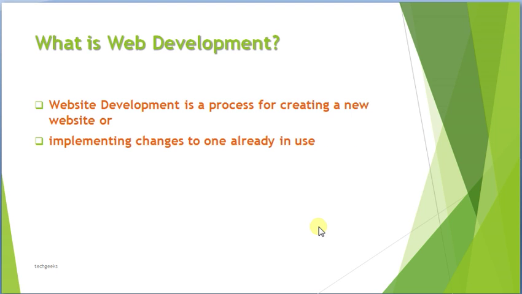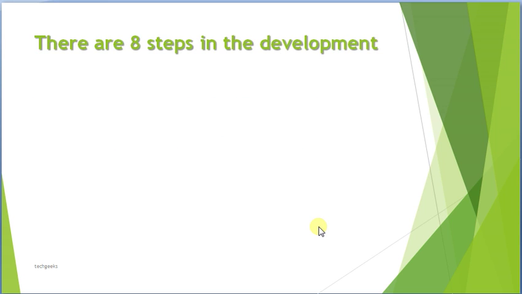What is web development? Web development is a process for creating a new website or implementing changes to one already in use, for example, adding significant new sections to a live site. There are eight development processes involved in it. The first one is planning. Planning decides why you want a website and what to create.